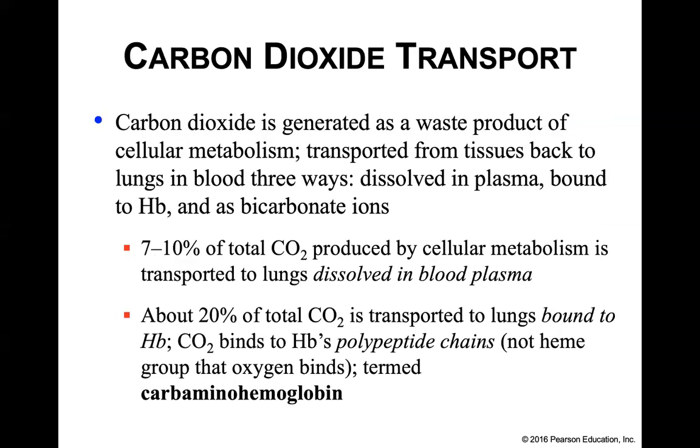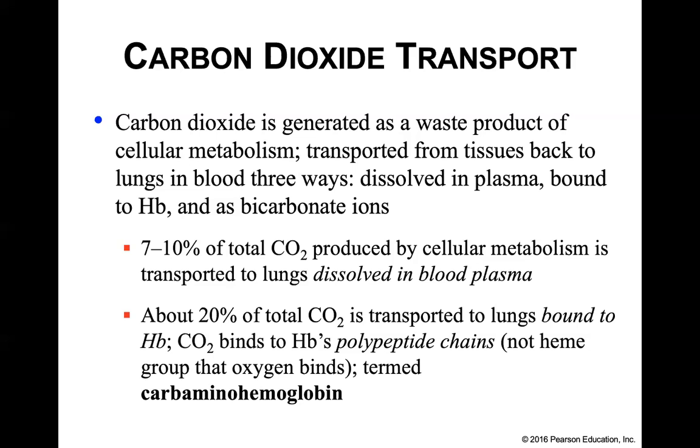Now let's talk about carbon dioxide transport. Carbon dioxide is generated as a waste product of cellular metabolism. It is transported from the tissues back to the lungs in 3 ways. It can be dissolved into plasma, and about 7 to 10% of CO2 is actually dissolved directly in blood plasma, which makes your blood plasma more of an anaerobic environment than, say, atmospheric air because of the high CO2. And remember, oxygen is only 1.5% in plasma.